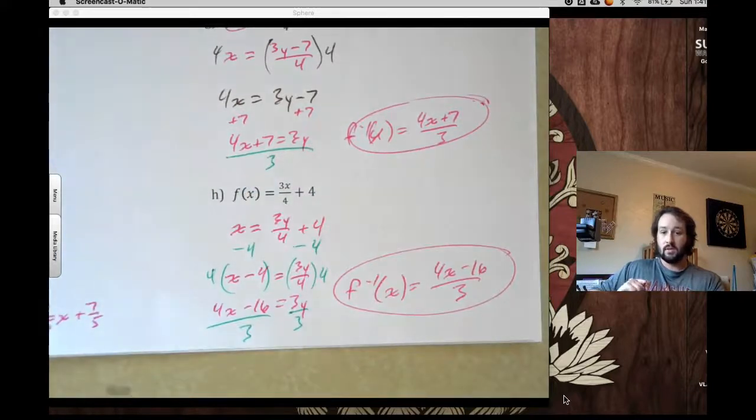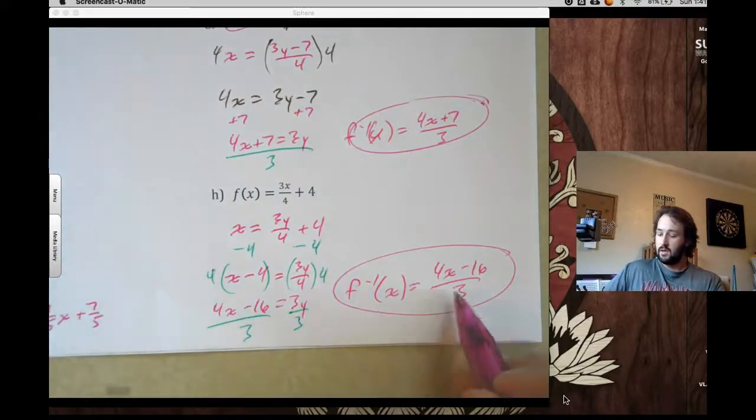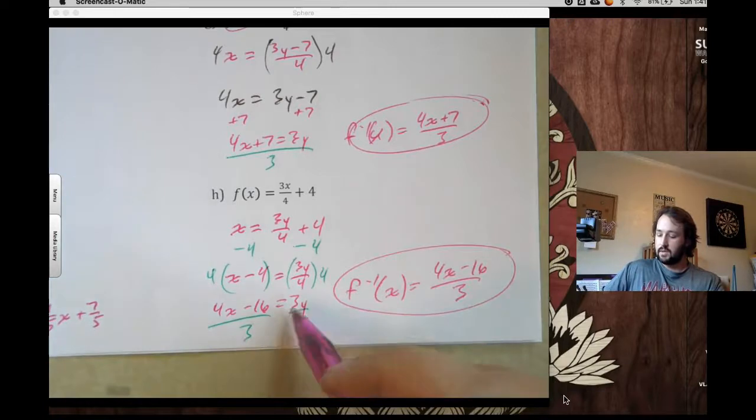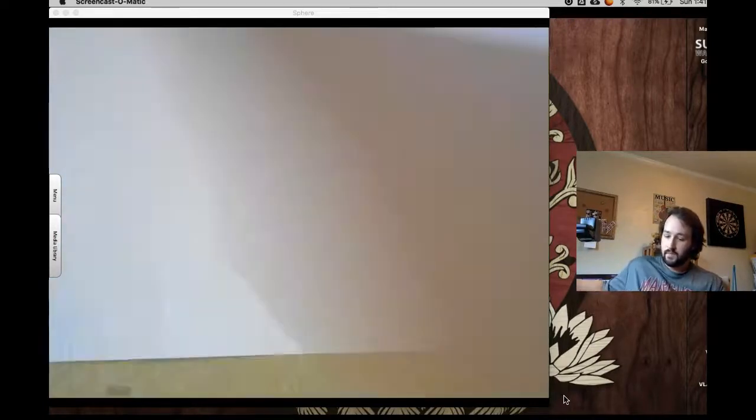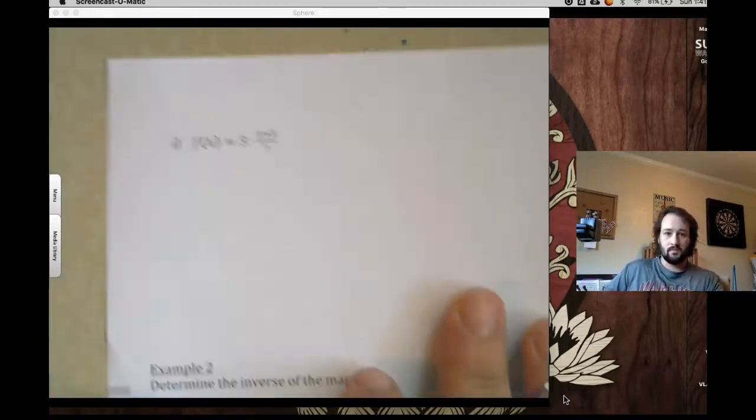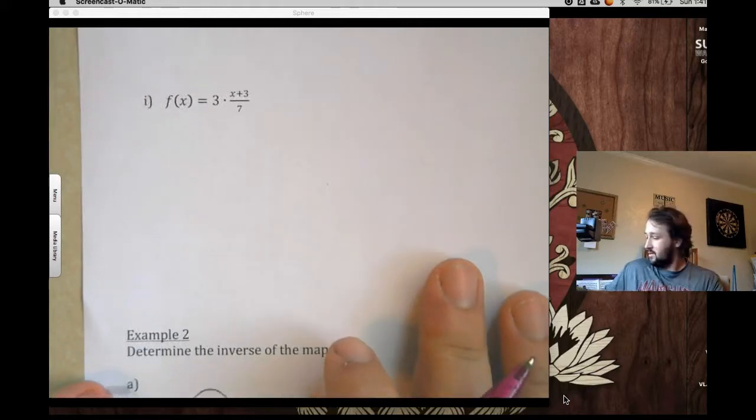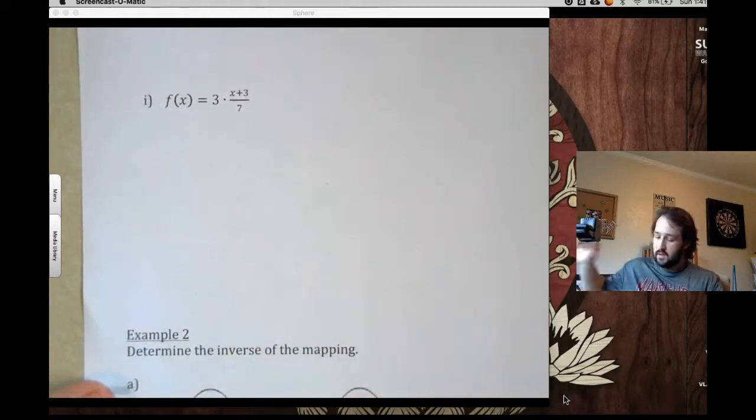All right, that was that one. So again, f inverse notation, 4x minus 16 divided by 3 to get rid of the 3 right there. All right, look at that. We only got 2 more. So with I, we're just finding the inverse, yeah?